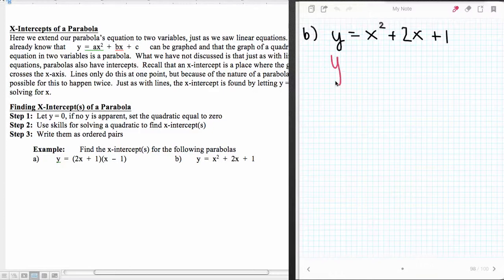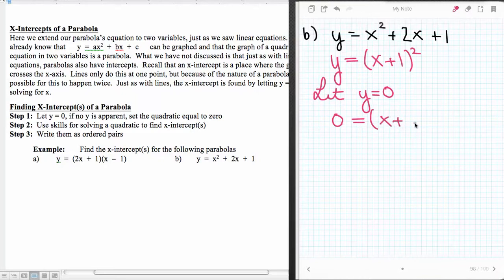Well, in order to find the x-intercepts of this parabola, the first thing that we want to do is factor it. So this is a perfect square trinomial, x plus 1 quantity squared. Now we're going to let y equal 0, and that's going to give an x-intercept. So y equals 0 is equal to x plus 1 quantity squared. And so now we'll set the x plus 1 equal to 0. We don't have to solve for both or two of them, because they're exactly the same. So we'll set it equal to 0, and we find x is equal to -1.